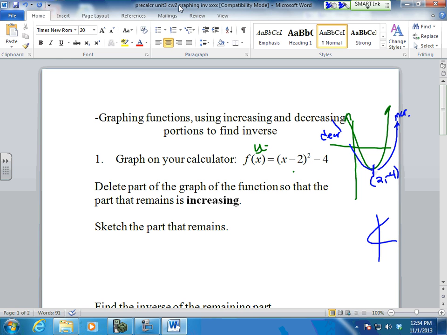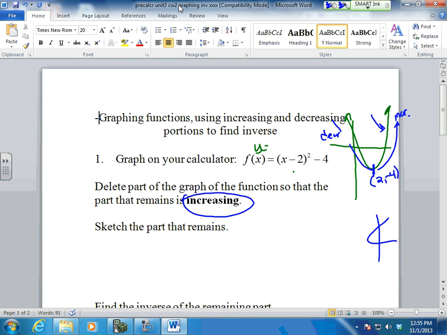So we have to say, okay, you can only do part of this. Which part do you want? Do you want the decreasing part? Do you want the increasing part? If it doesn't say, do the increasing. And I will always tell you. I will tell you which one to do. So there will never be a doubt for you guys. Now, we're going to cut it right here, and we're going to use just this part.